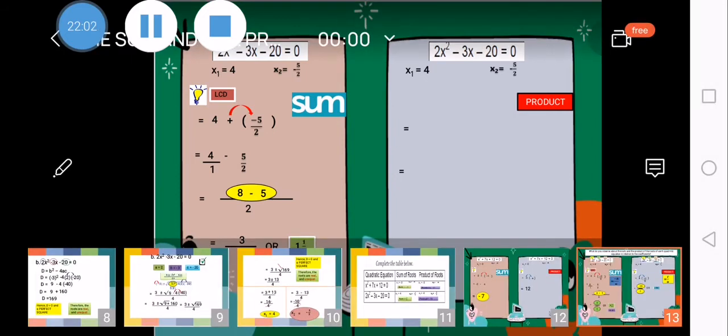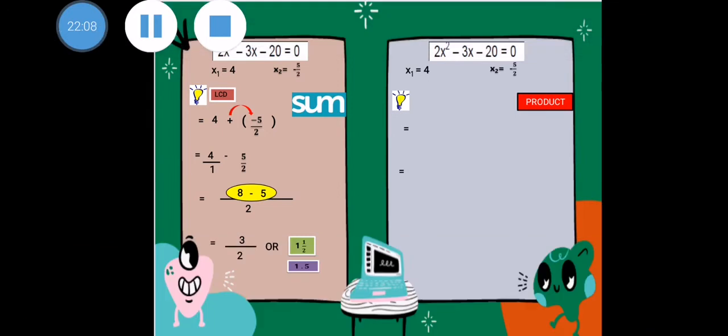Sunod, sa product naman tayo. So, i-multiply po natin si 4 and negative 5 over 2. So, dito naman, i-distribute lang natin. No? So, kailangan lang po natin i-represent ng maayos. So, 4 times negative 5 over 2. So, distribute lang po natin. 4 times negative 5, yan po ay negative 20 over 2. And since 20 and 2 is divisible both by 2, so, i-reduce po natin. So, 20 divided by 2, exact po siya as negative 10. So, yun po yung product.